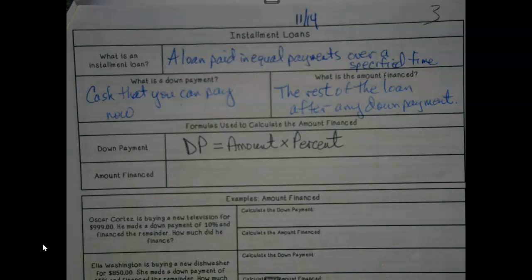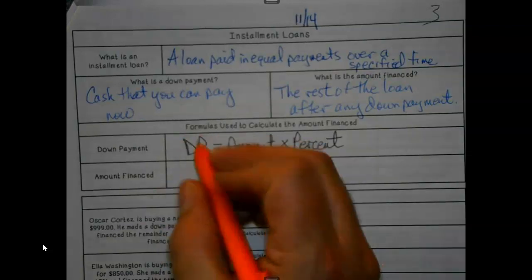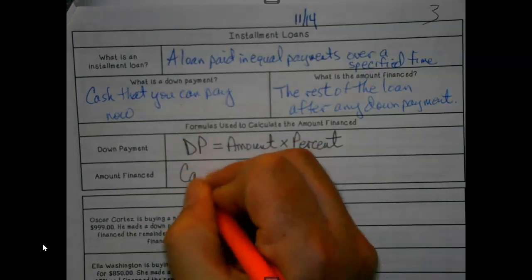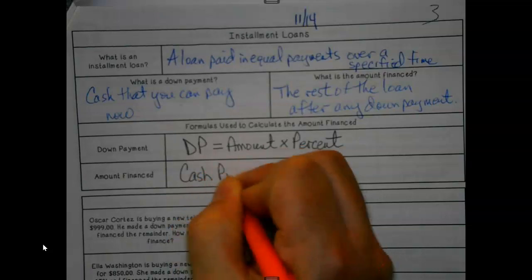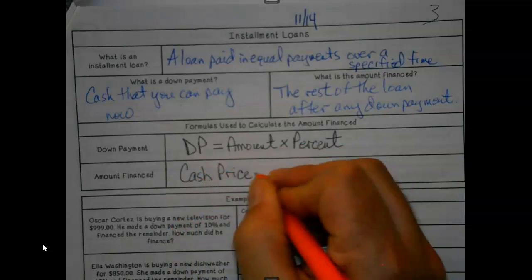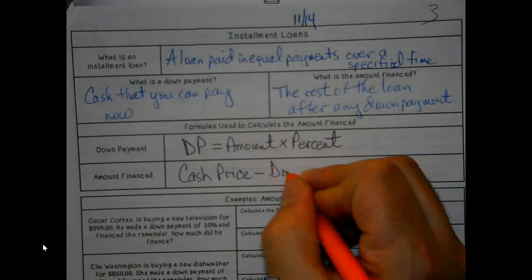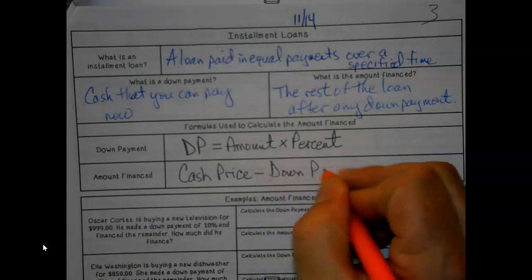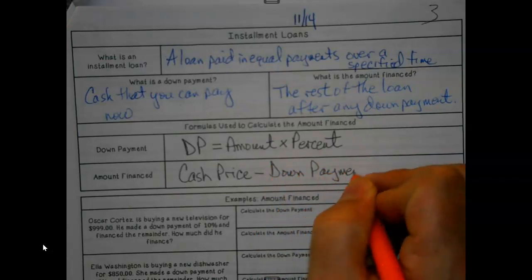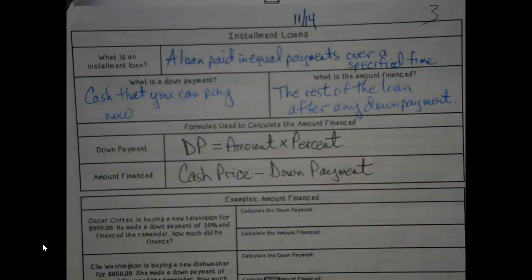So like if it was $10,000 and you paid $1,000, that would be 10%, because 1,000 divided by 10,000 would be that number. And then the amount financed is the cash price minus the down payment.